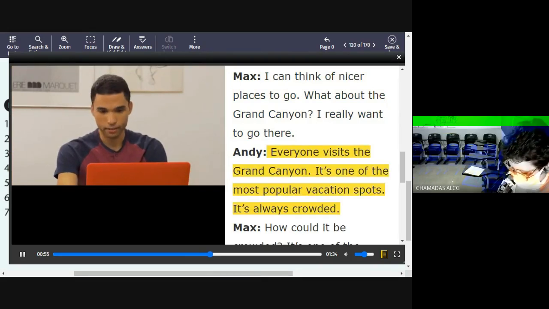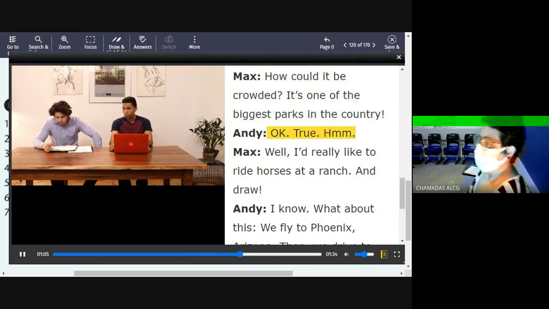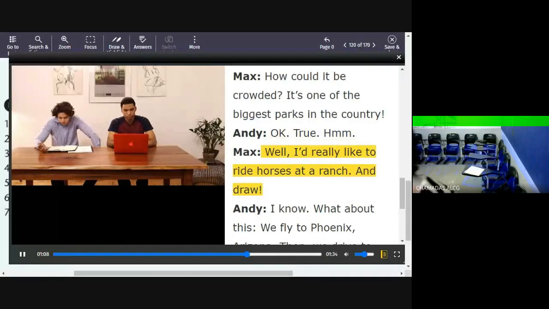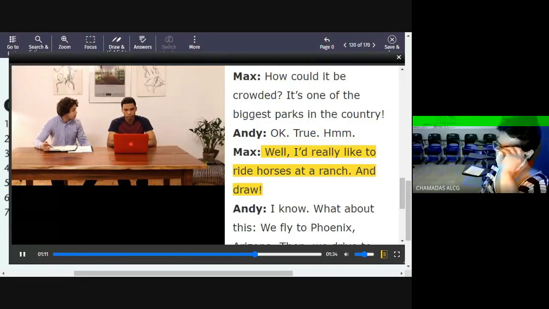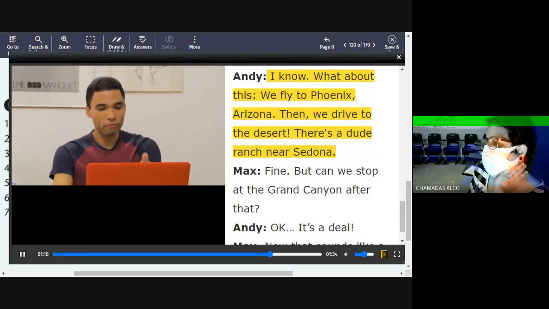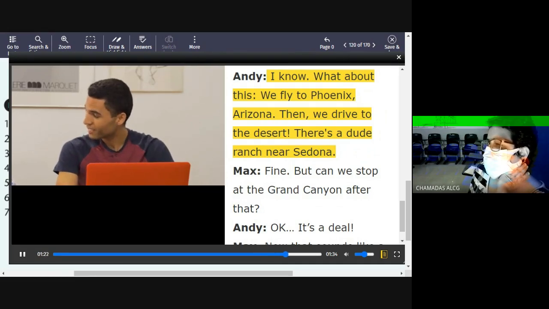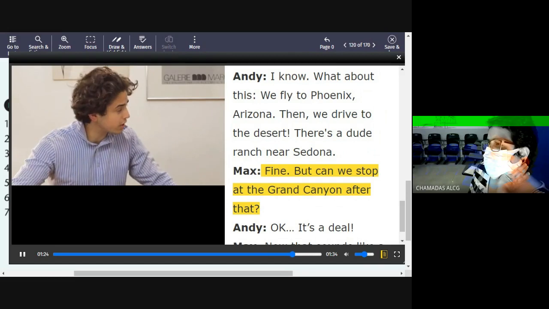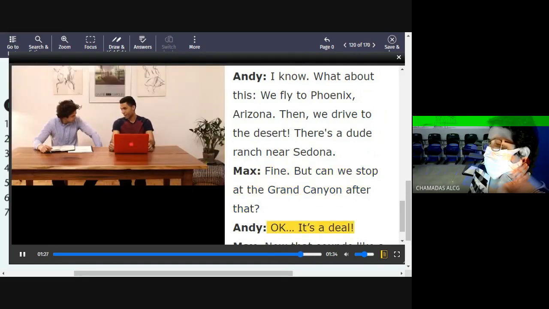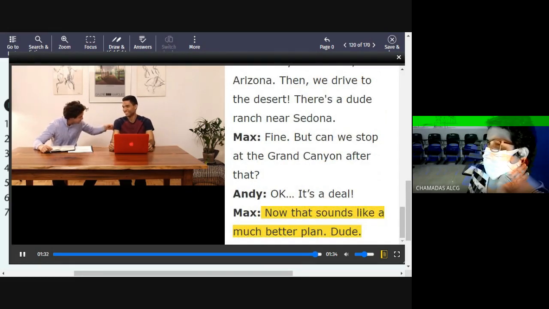Everyone visits the Grand Canyon. It's one of the most popular vacation spots. It's always crowded. How can it be crowded? It's one of the biggest parks in the country. Okay, true. Well, I'd really like to ride horses at the ranch and draw. I know. What about this? We fly to Phoenix, Arizona, then we drive to the desert. There's a dude ranch near Sedona. Fine, but can we stop at the Grand Canyon after that? Okay, it's a deal. Now that sounds like a much better plan. Dude.